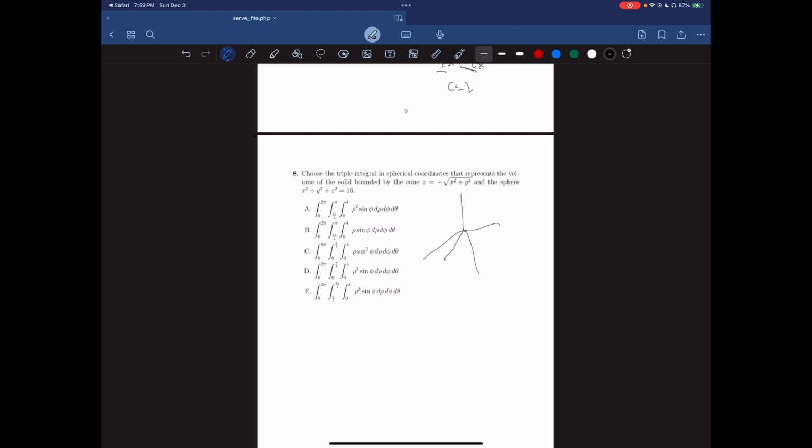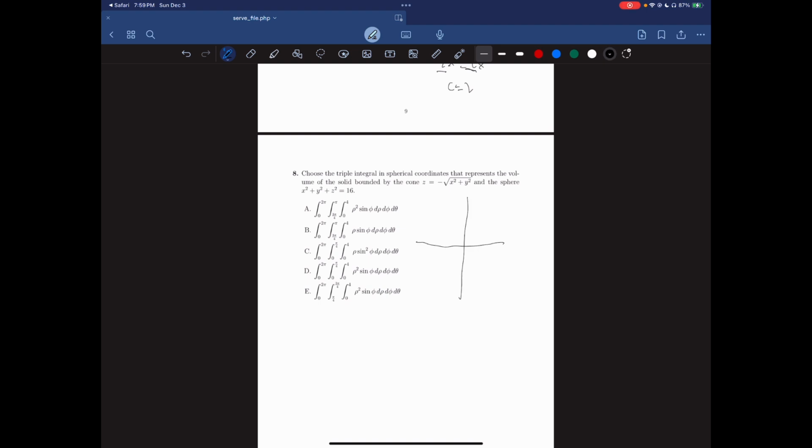So if you have the cone like this, this should be straight down, but it's a little bit difficult to draw here. But okay, this is our cone here. And the sphere should be like this. Okay, so my drawing is not very good right now, but I think it will help if you draw a cross section.